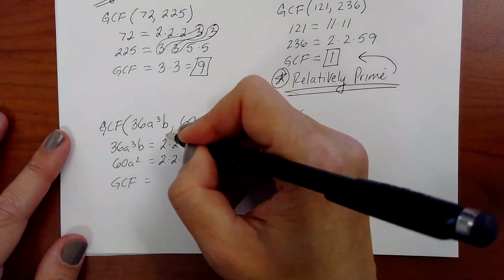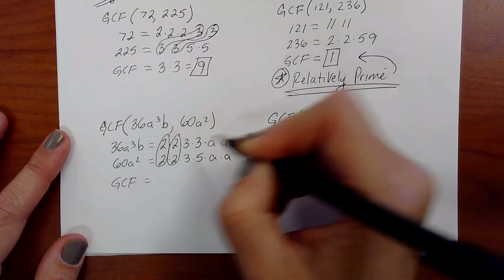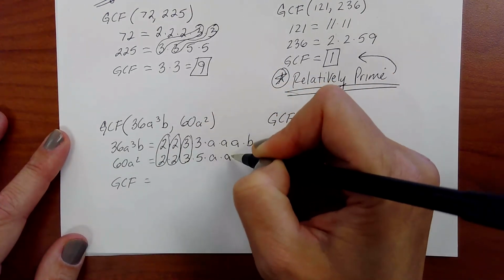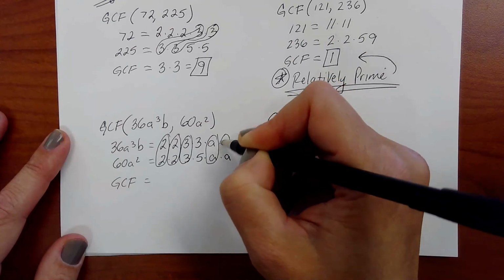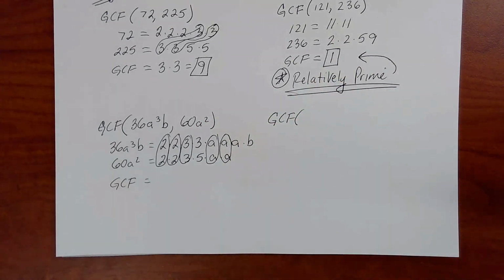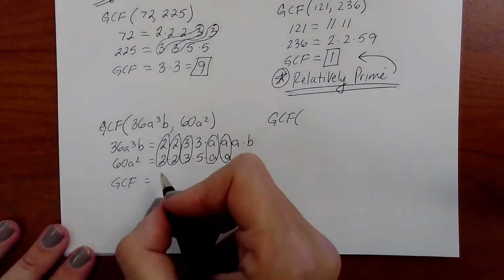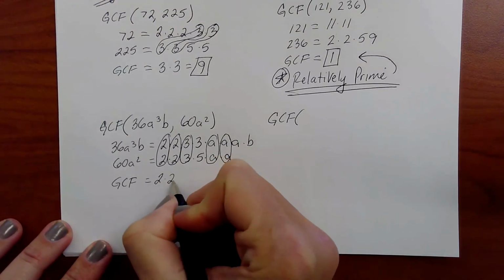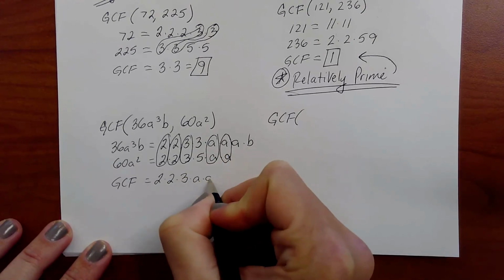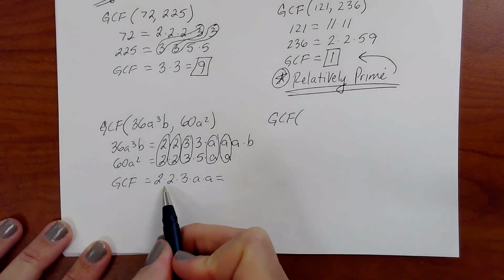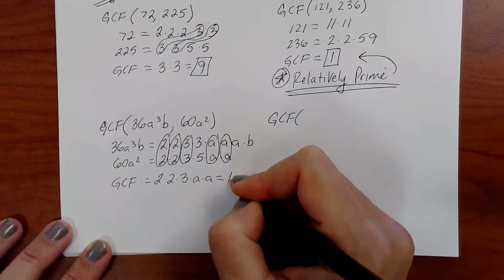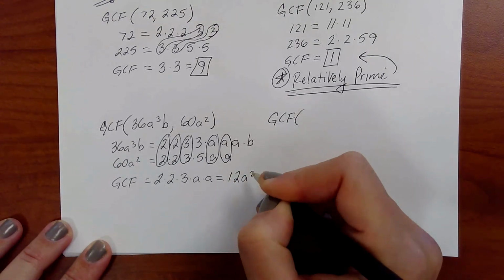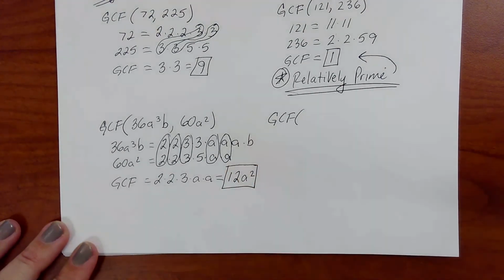All right, circle. Even letters, if they have letters in common, we're going to circle them. Okie doke. So we've got 2 times 2 times 3 times a times a. That's 4, times 3, that's 12. 12 a to the second power is your GCF.